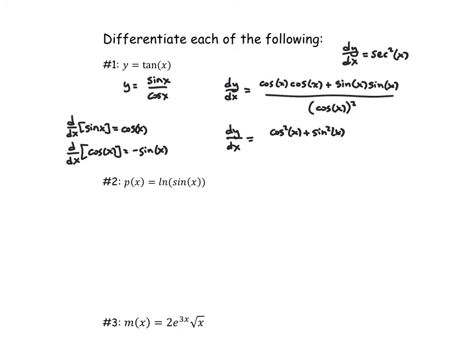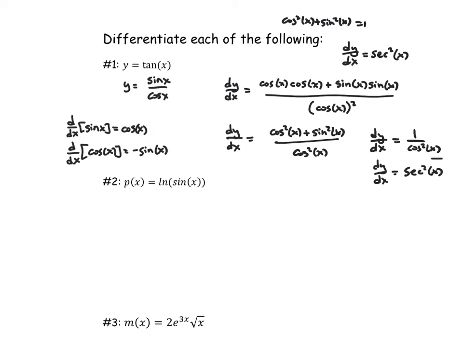Does that ring a bell at all? This will be over cosine squared x. Well, cosine squared x plus sine squared x, that's an identity we know. Cosine squared x plus sine squared x is 1, right? Using our trig identities. So dy dx is equal to 1 over cosine squared x. Well, what's 1 over cosine squared x? That's secant squared x. Hey now. Cool. Using the quotient rule we just showed, that's good.